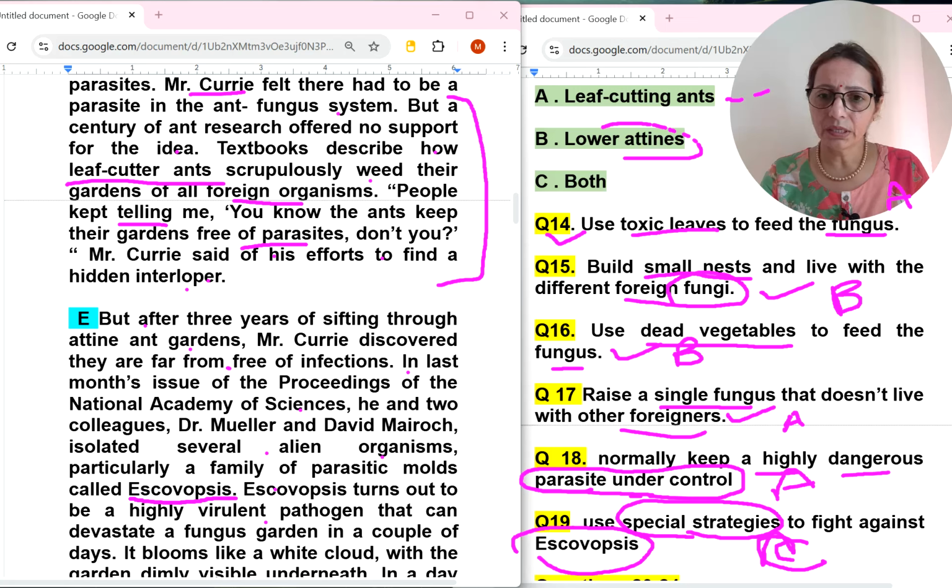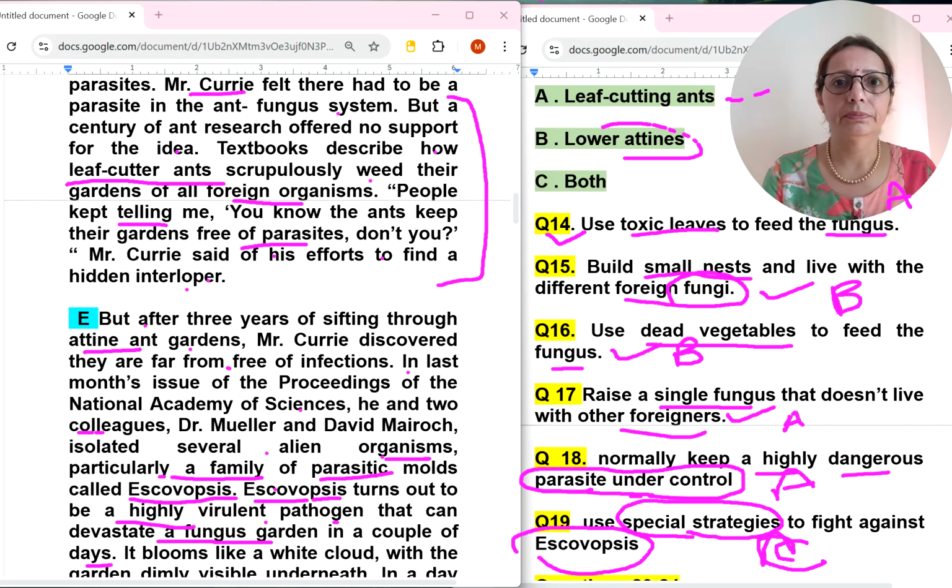So here I can see a little bit. I will just read it for 30 seconds. If I am not getting it, then I will mark it C number only. Several alien organisms, particularly a family of parasite molds, so difficult to pronounce, turns out to be a highly virulent pathogen that can devastate a fungus garden in a couple of days. After 3 years of sifting through tiny ant gardens far from infection. So definitely I will leave this question.